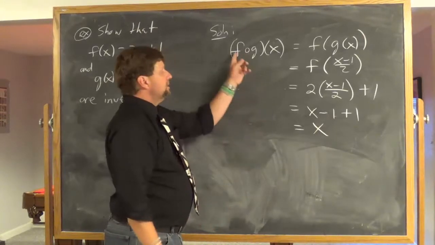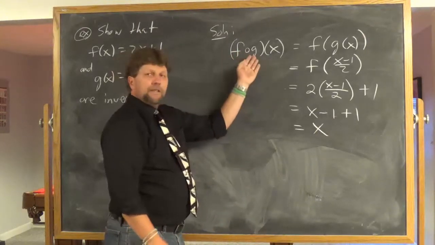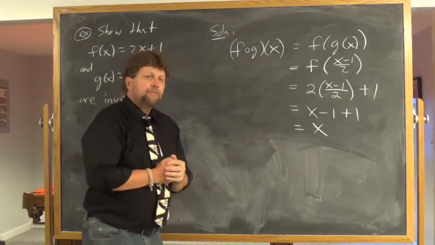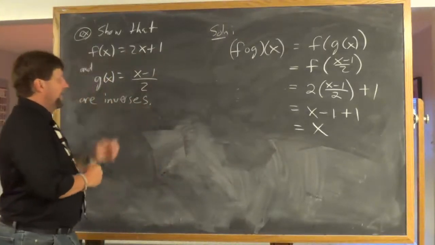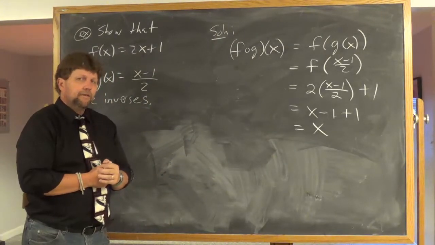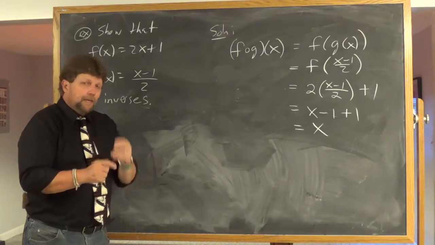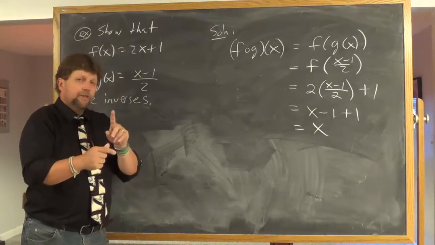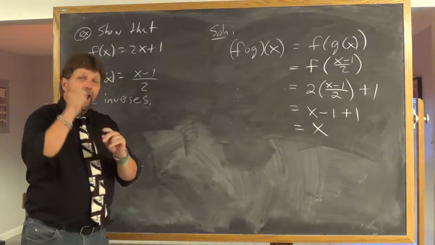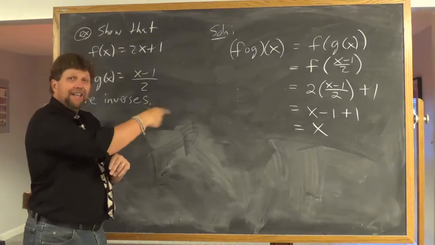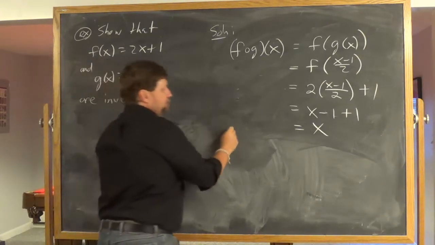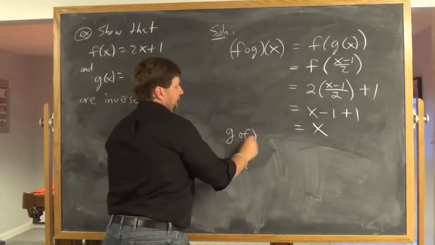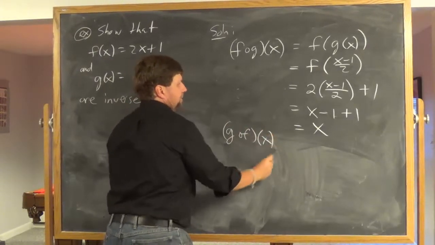So check it out, folks. The f of g of x, the FOG of x, is x. Is that enough to show that they are inverses of each other? No. Remember, you have to do two things. You have to do f of g of x and, remember I underlined "and" 3 times, g of f of x. You have to do the GOF.